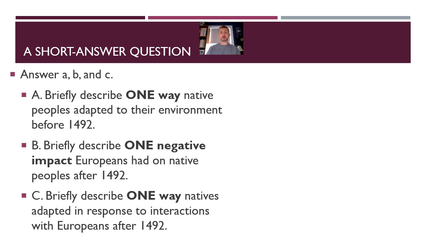So here is a typical short answer question that you might see on a test. There are other formats, and we'll get to those when the time comes. Note that it says briefly describe, briefly describe, briefly describe, and then it's got one way Native peoples adapted to their environment, one negative impact Europeans had, and one way natives adapted in response to interactions with Europeans. So there's kind of a standard language that you'll expect to see in many of these questions. Obviously, not all will be like this, but they're asking for very specific and direct responses.